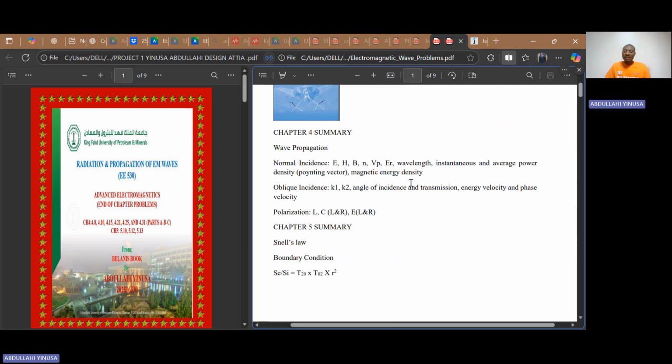Then we have the magnetic energy density. The magnetic energy density, as simple as it is, is of course the energy density that considers 1 over 4 E.